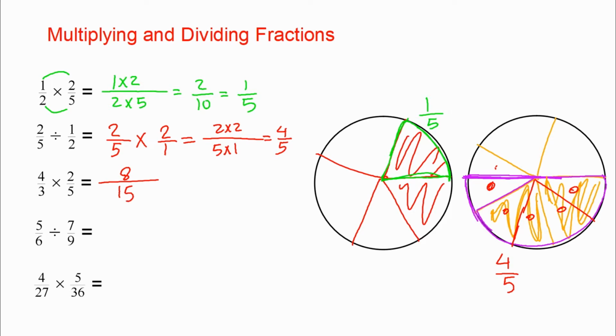Now, 5 over 6 divided by 7 over 9: I would put 5 over 6 times the reciprocal of the second fraction, which is 9 over 7. So that would be 45 divided by 42.